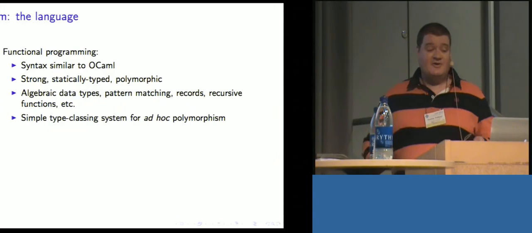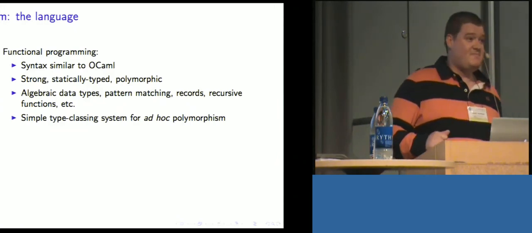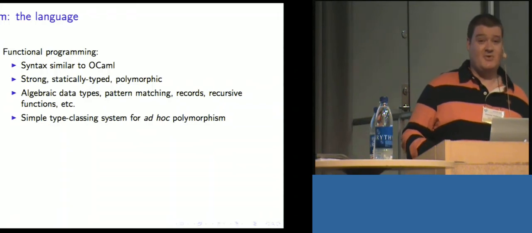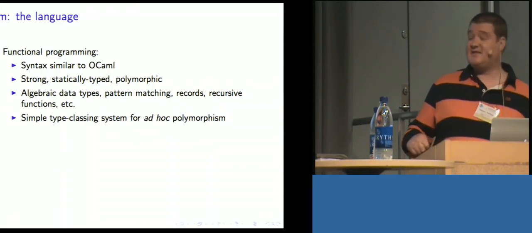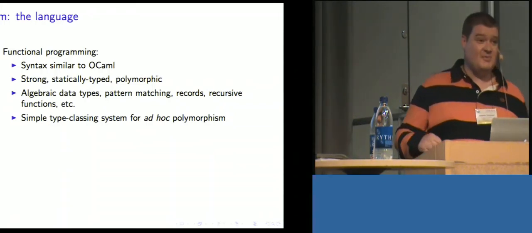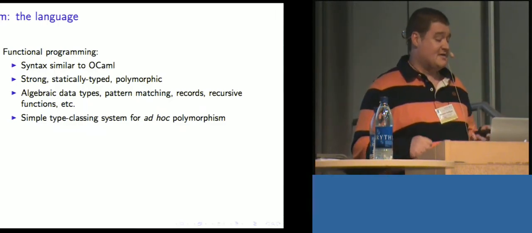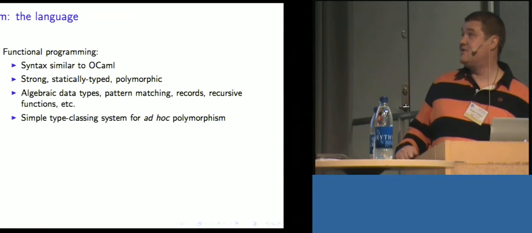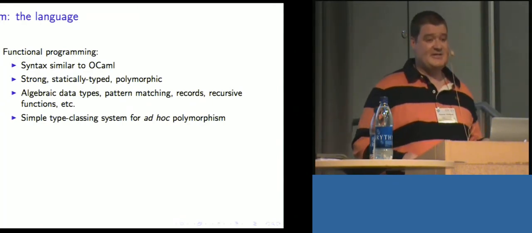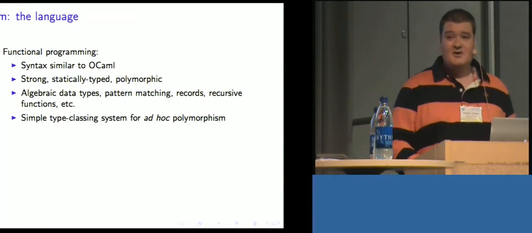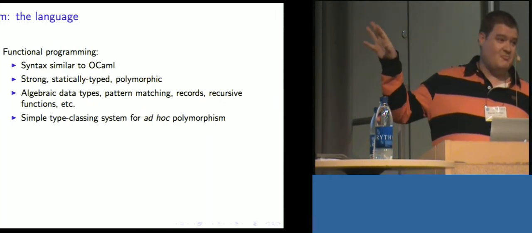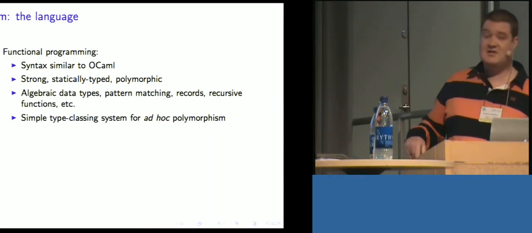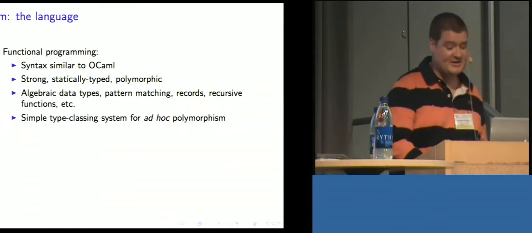So Lem, the language, should be familiar to, well, basically everybody in here. The syntax is similar to OCaml. It's a strong statically typed language with top-level polymorphism. It has algebraic data types, pattern matching, records, recursive functions, and so on. It also has a simple type classing system for ad hoc polymorphism. Although when I say simple, it's a lot more simple than in Haskell. It's more akin to Isabelle's type classing system.